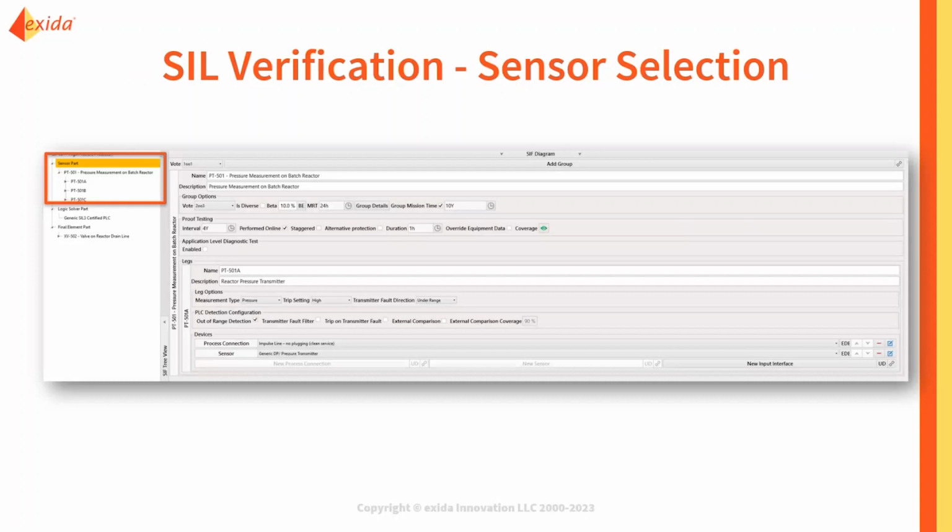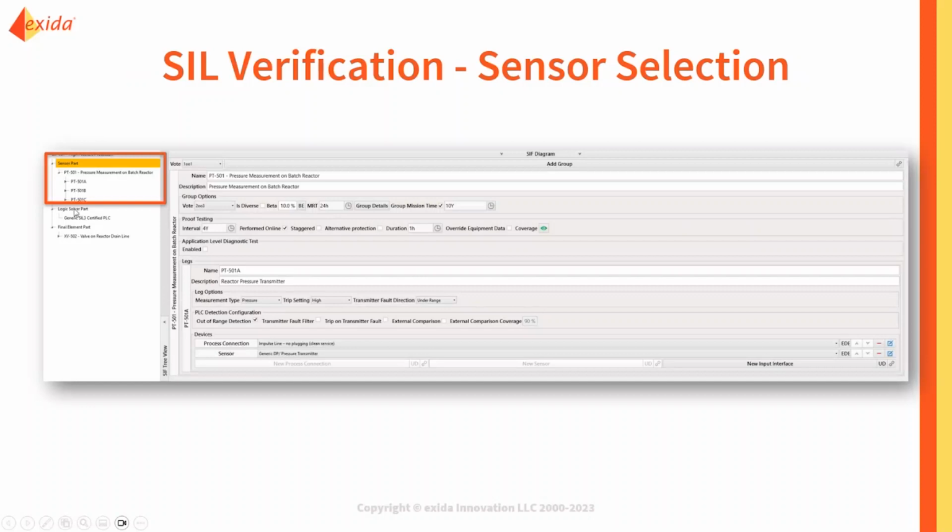And I think we're going to get into the details of this batch reactor in a bit. But basically, you can give your sensor a name, a description, your sensor group, and you would be able to then indicate how many sensors are in your group. So here I have 3 sensors voted 2 out of 3. They're identical. And you can see here the beta factor, the mean repair time, and a group mission time can be specified in the group options.